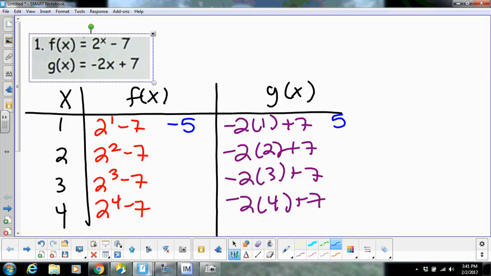2 squared is 4. 4 minus 7 is negative 3. Negative 2 times 2 is negative 4. Negative 4 plus 7 is positive 3. 2 cubed is 8. 8 minus 7 is 1. Negative 2 times 3 is negative 6. Negative 6 plus 7 is 1. So right here you're going to see I have 1s, so my answer is 3.